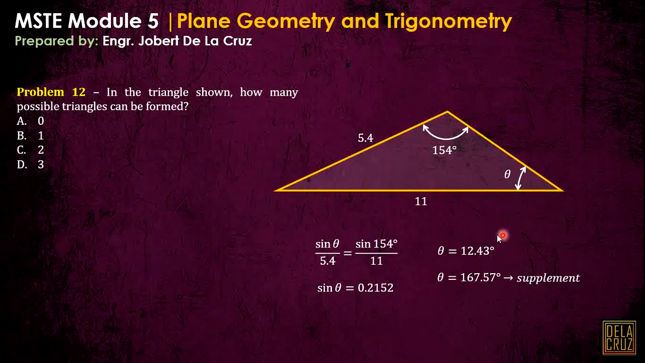Then, ano yung trick? I-add natin siya sa given angle, which is 154. Now, this one plus the given angle of 154, it exceeds 180 degrees. That means, hindi na pwede. Lumagpas na siya sa buong sum of the interior angles of the triangle. So, the answer here should be 1 lang dapat. Only one triangle is possible. Okay? So, ito yung mga cases sa ambiguous case on sine law.